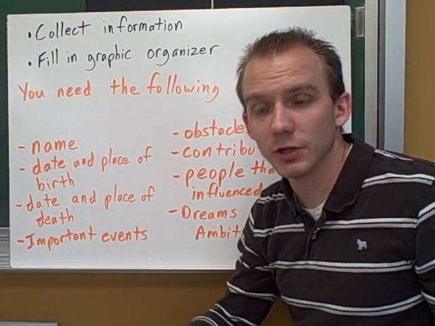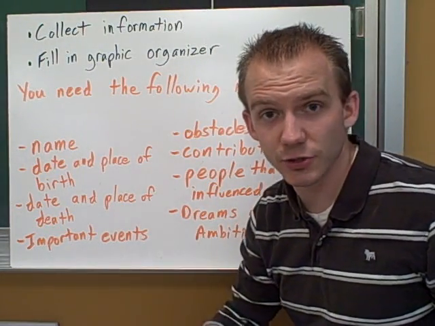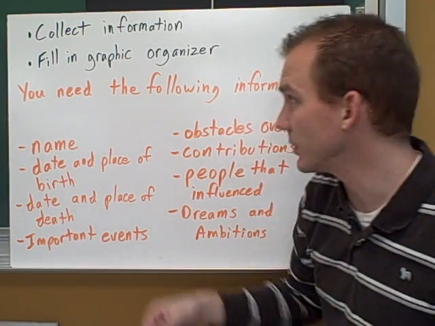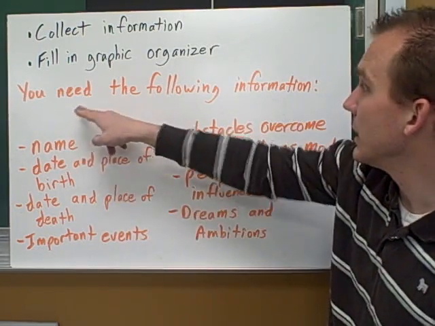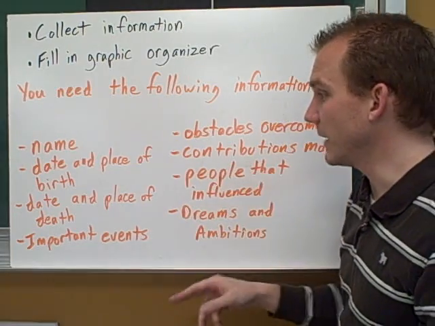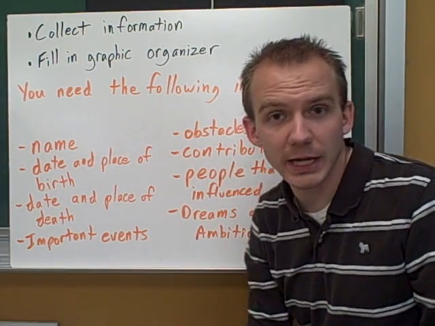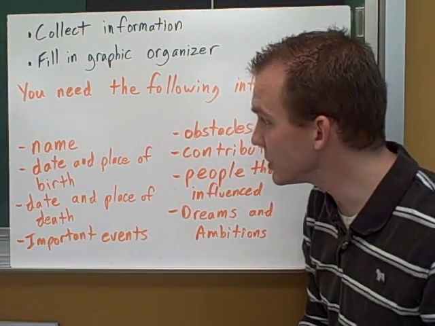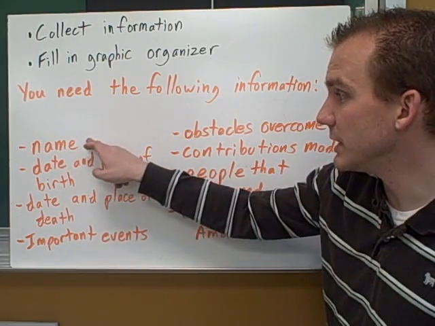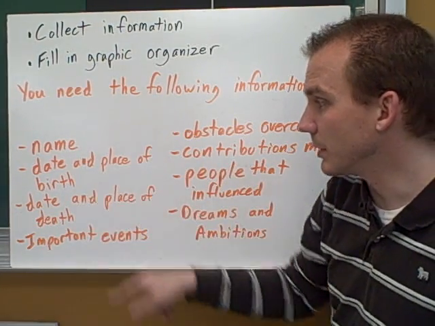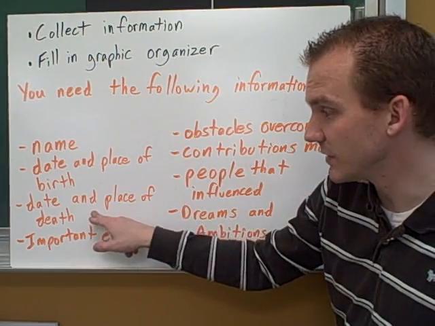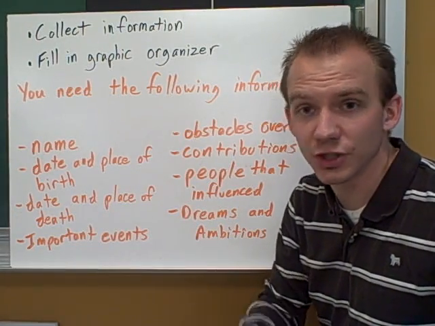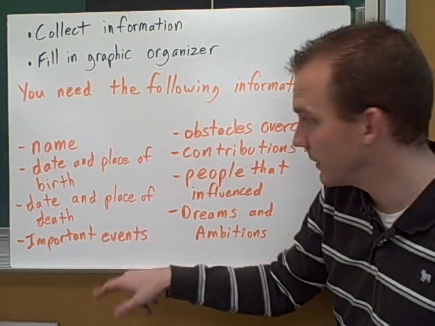Now once you found your person, you're ready to start your research, you're going to be filling in a graphic organizer. I'll show you one later. Here's the following information you need. There are 8 bubbles in your graphic organizer. You need to put 1 fact in each. Here's what you'll need. You'll need the name in the middle, the date and place of birth, the date and place of death. If they are still alive, you will just write that they are still alive.